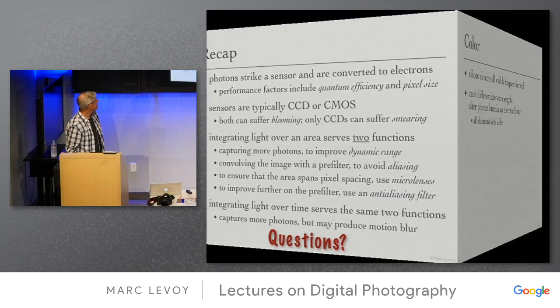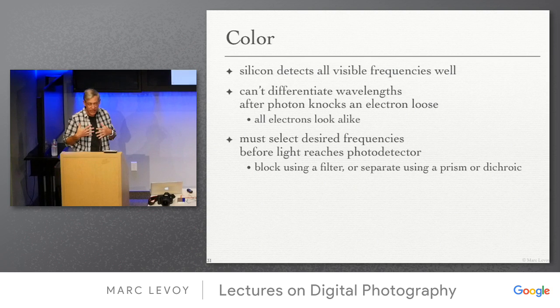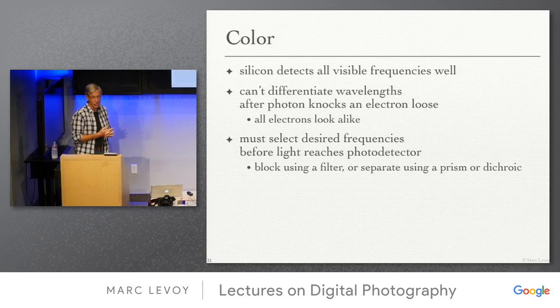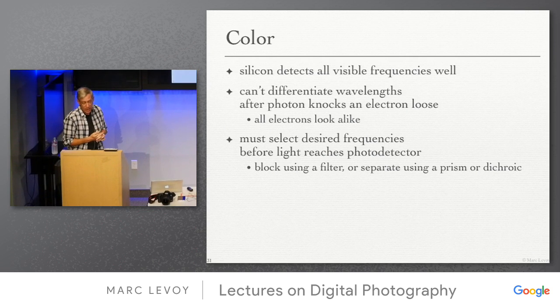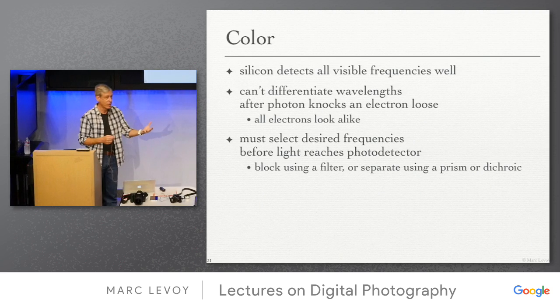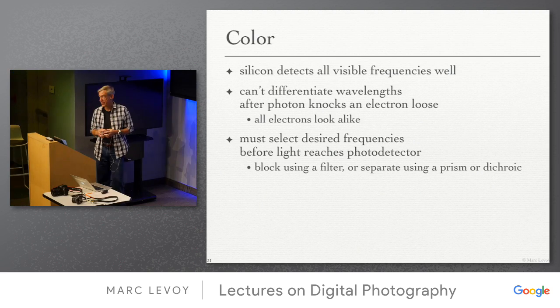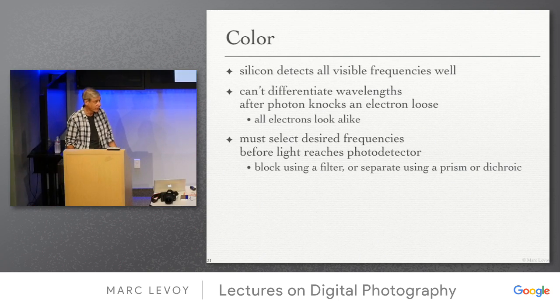Okay, so let's talk about color. Silicon detects all visible frequencies reasonably well, in addition to infrared, which we do not see. But once a photon has struck and knocked an electron loose, you can no longer distinguish wavelength. All electrons look alike. There's no such thing as colored electrons. So if you want to discriminate color, you need to do something before it turns from a photon to an electron.